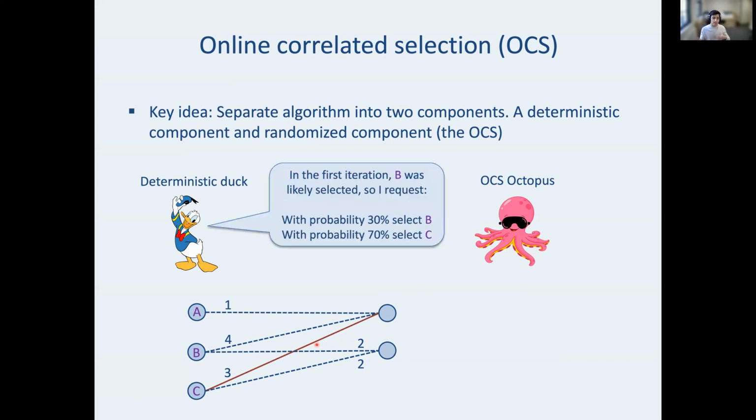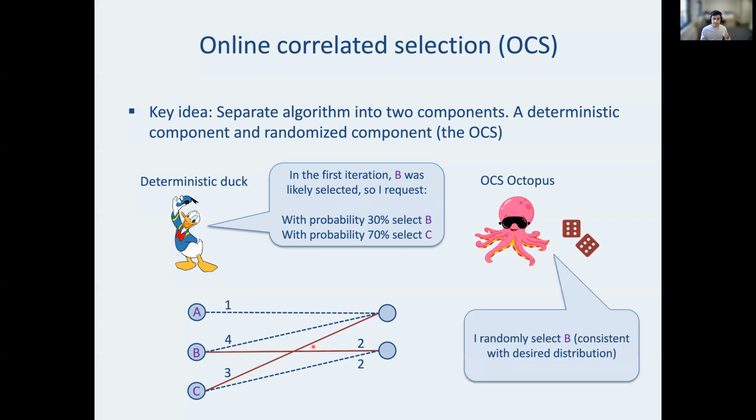The deterministic component might think, oh, well, I put a high probability on B being selected in the previous iteration. So this iteration, I don't want to double match, and let me put a high probability on C being selected. And it doesn't know that in reality, C was the edge selected. So it passes this to the OCS. The OCS is forced to pick marginally by this distribution. So in this iteration, there must be a 70% probability of being C.